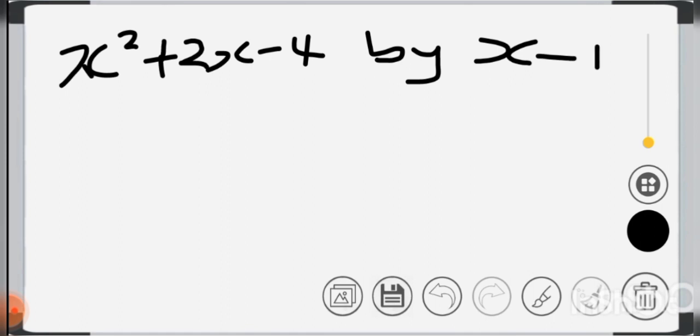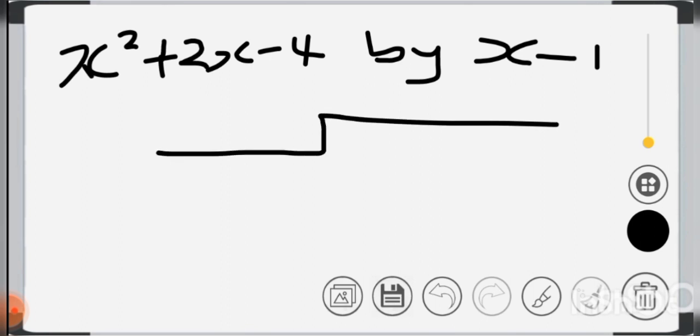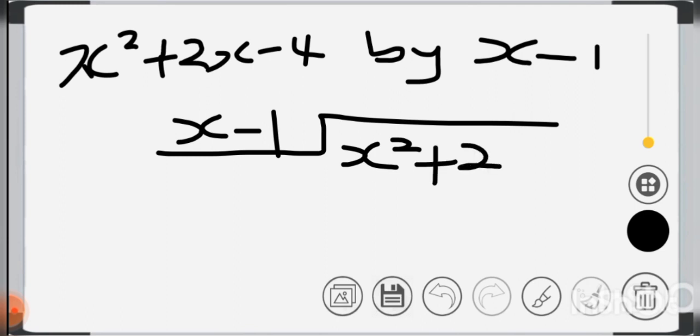What you have to do is just to rule a division line. You put the divisor here, which is x minus 1. What you are dividing here, x squared plus 2x minus 4, put it there. The next thing will be, how are we going to do this now? This is just the long division method of dividing.